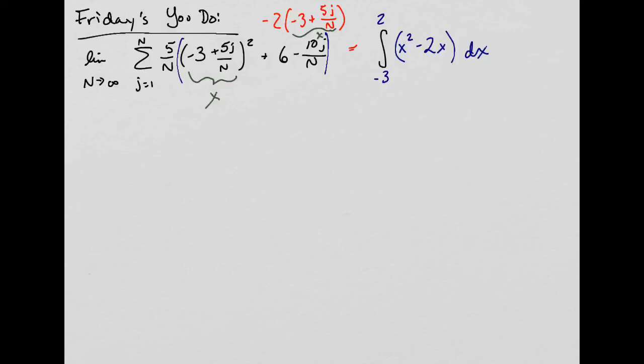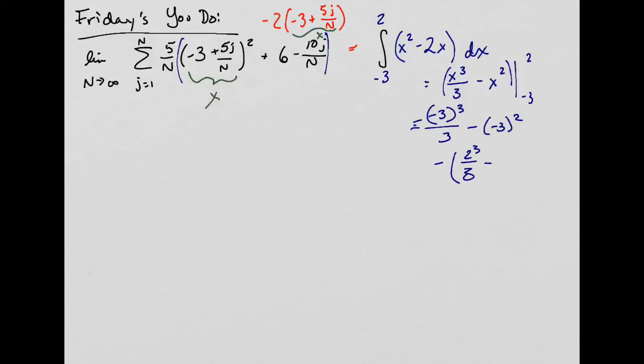And if you wanted to solve this with the fundamental theorem of calculus, you could do that very, very easily. So the antiderivative of x squared is x cubed over 3, minus the antiderivative of negative 2x, which is x squared. And you're going from negative 3 to 2. So you plug those in, and you have negative 3 all cubed over 3 minus negative 3 squared, minus 2 cubed over 3 minus 2 squared, which is negative 32 thirds. So that's what the fundamental theorem of calculus all worked out.